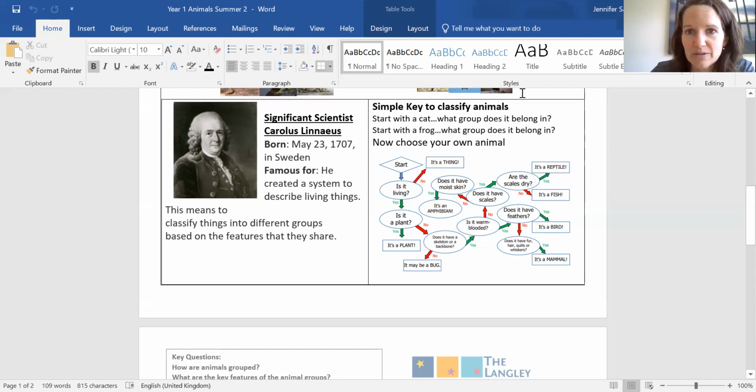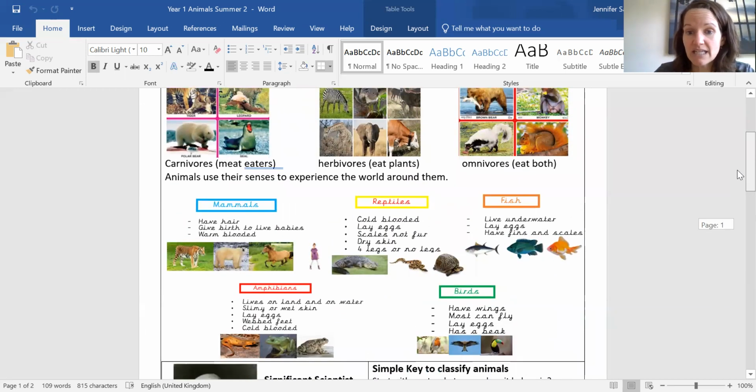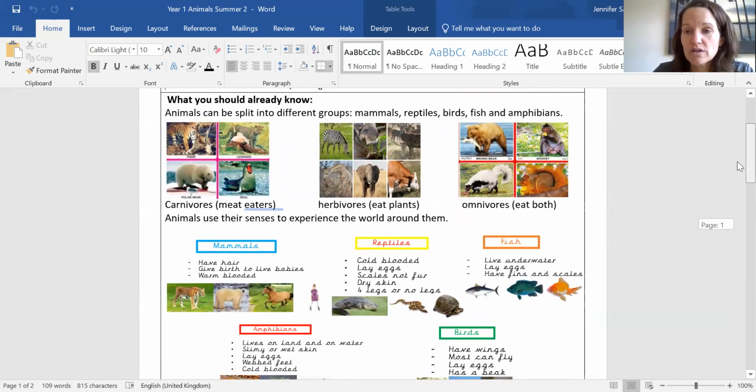group of animal. So the things we're going to be looking at simple keys, we're going to be learning about a scientist, and we're going to be revisiting carnivores, herbivores, omnivores, and the different groups. So remember all of these. Try and think about the things that we learned about in the autumn term about all those animals. And then we're going to be building on that and building our knowledge on animals.